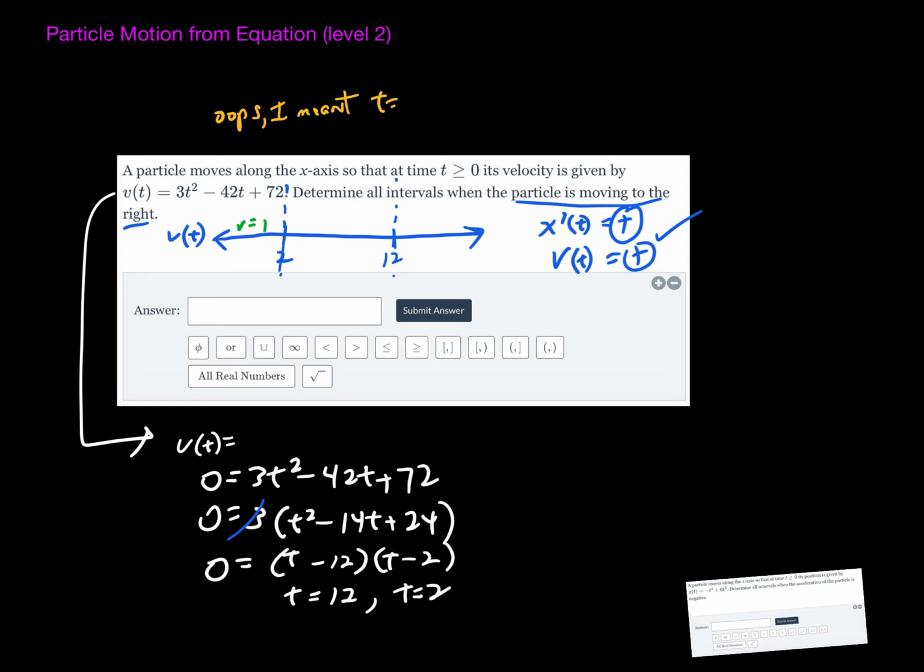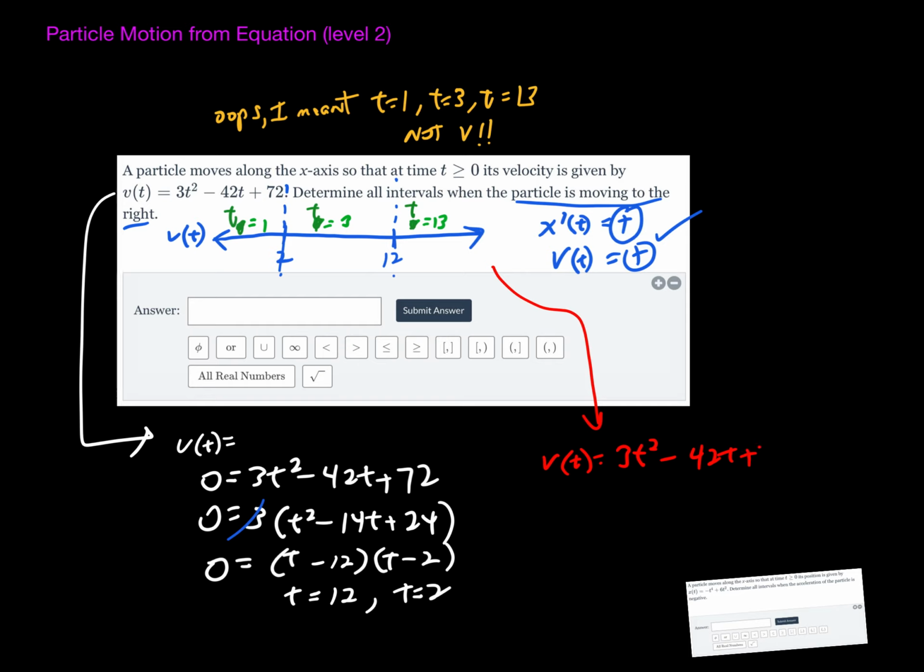We could do t equals 1. We could do t equals 3. It doesn't really matter. And how about t equals 13? Let's evaluate these test points now in the velocity function, v of t, 3t squared minus 42t plus 72, just to keep it above what we're doing here. So we have to test v of 1 and v of 3 and v of 13. When you plug them in, for 1 you're going to get 3 times 1, minus 42 times 1, plus 72.